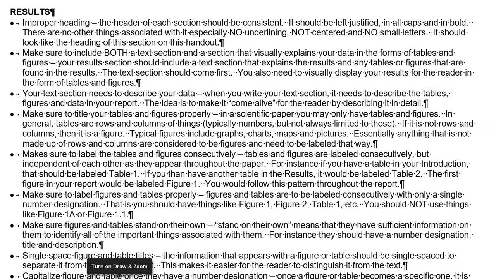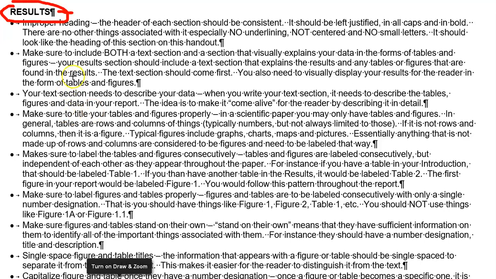Now we'll move on to the results section, which again, so here's our results, right? One of the common errors that students have is they don't have the proper heading. So again, it should look like this: all capitals, left justified, bold. When we get to discussion, it'll be the exact same thing as was the introduction.